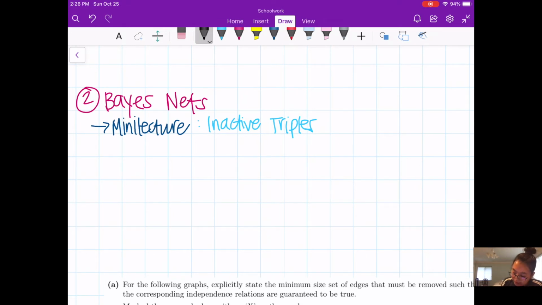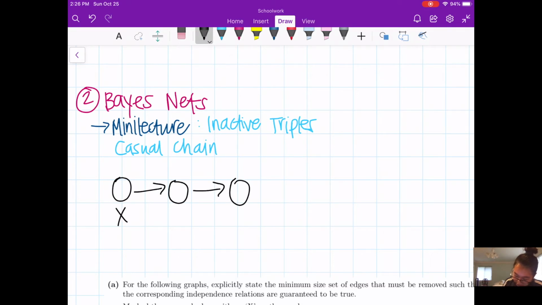So there are a few different ones. The first one, for example, is what we usually call a causal chain. It's essentially just a chain of nodes, and then we have X, Y, and Z. In this causal chain, if Y is given, then we know that X is independent of Z given Y. And I'm just going to highlight that so that's more obvious.